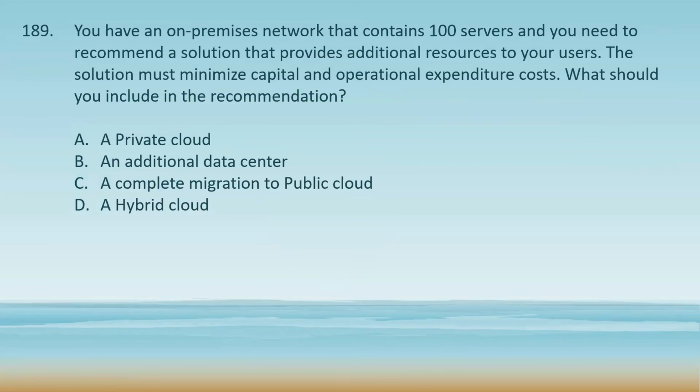Question number 189 of the series. You have an on-premise network that contains 100 servers and you need to recommend a solution that provides additional resources to your users. The solution must minimize capital and operational expenditure costs. What should you include in the recommendation? Your options are a private cloud, an additional data center, a complete migration to public cloud, a hybrid cloud.